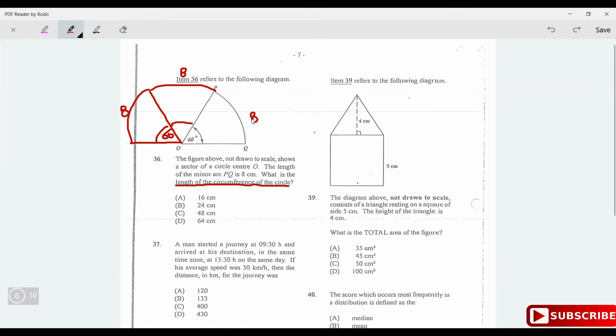8 plus 8 plus 8 is 24. So the perimeter for half of it is 24. So the perimeter for the other half of it must also be 24. And so it's 24 times 2, which is 48. That will give you the perimeter of the circle. So the perimeter, which is the circumference of the circle, is 48. Nice and easy.